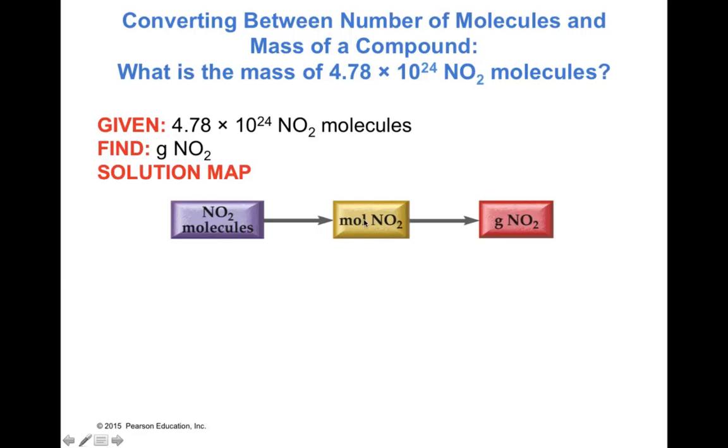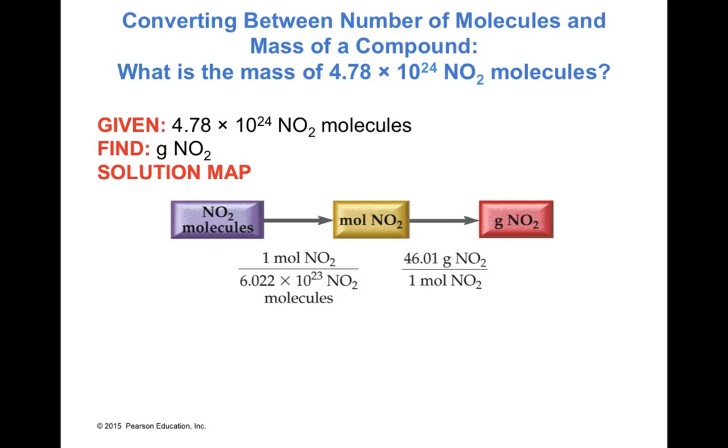The same way is the opposite. If we want to go from mass to moles, we need to use the same kind of conversion factor that we can obtain from the molar mass. And for moles to number of particles, we need to use a conversion factor that comes from Avogadro's number. So here we need to determine the molar mass of NO2. In this case it is 46.01 grams of nitrogen oxide divided by 1 mole of NO2.